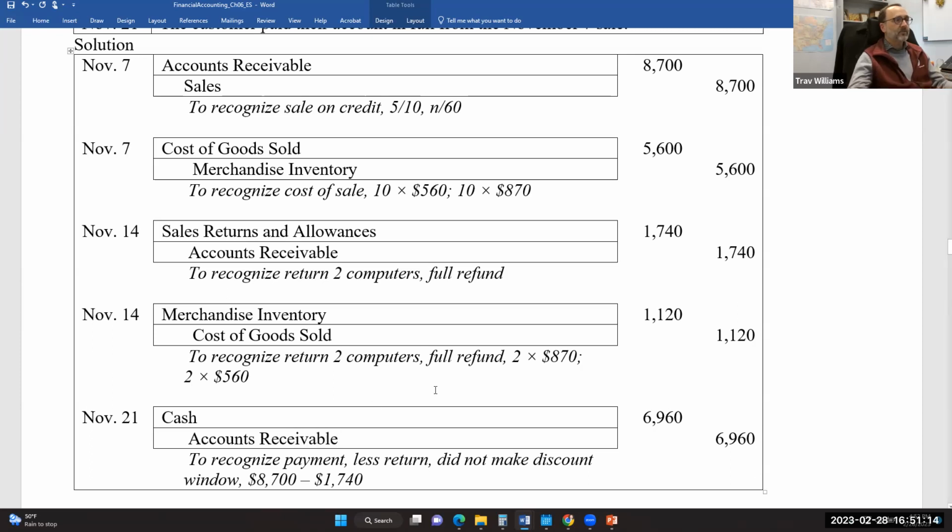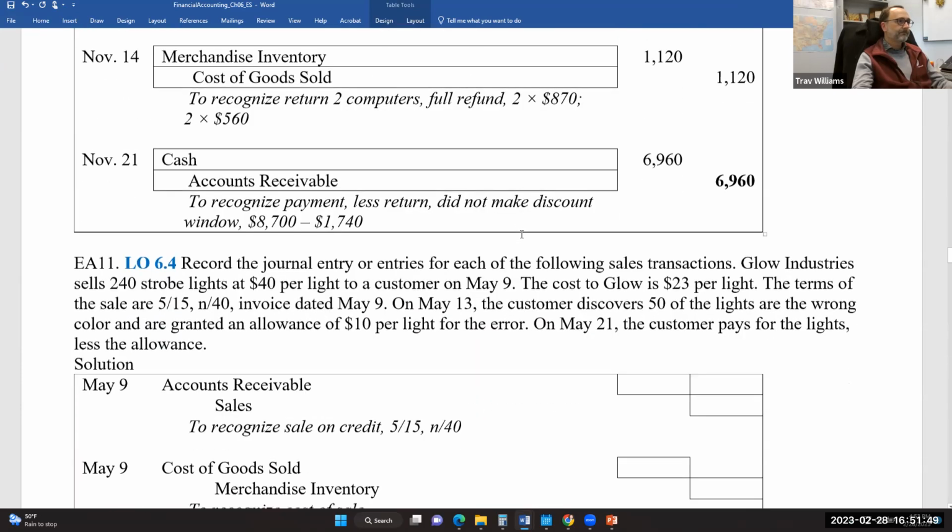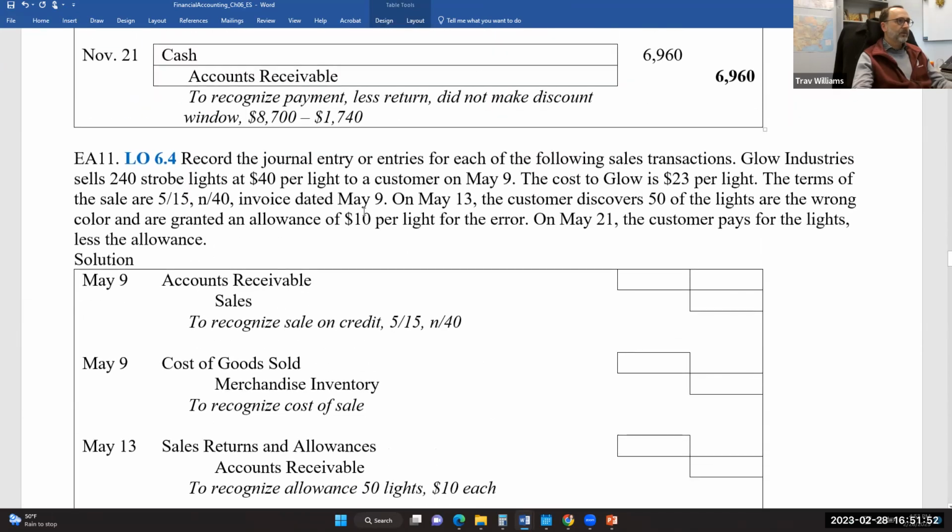Now you can always double check. If we added up the 2 credits to accounts receivable from this customer's transactions, they would equal the 1 debit for accounts receivable. And you can do the same thing when you're the buyer and you have an accounts payable. If you add up any debits to accounts payable, they should equal the credit to accounts payable. Okay. That's a good way to double check your math. Any questions here on this exercise? All right, then moving on to number 11.